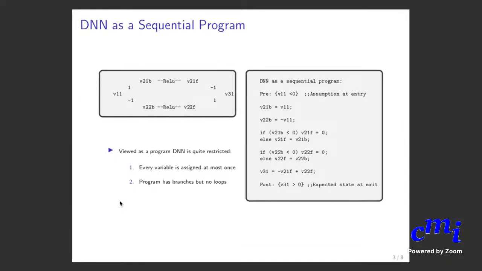Yeah, as you can see, this DNN, when viewed as a program, is very restricted. When you look at some normal program, here every variable is assigned at most once. Unlike in programming languages, where you can have x gets x plus 1, the same thing can change, that is not the case here. It's more like a functional program.